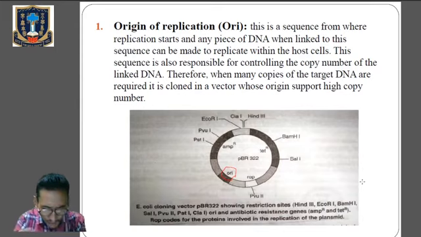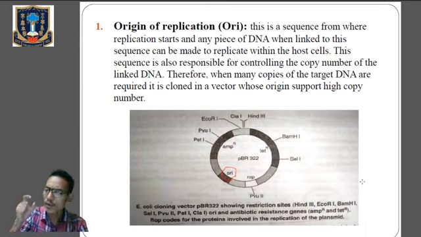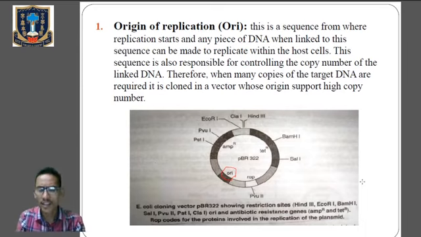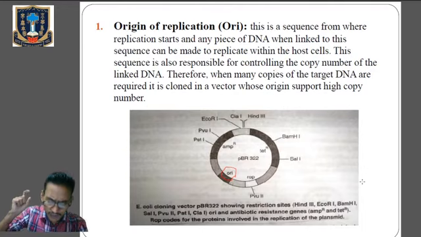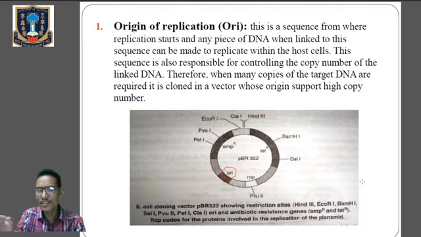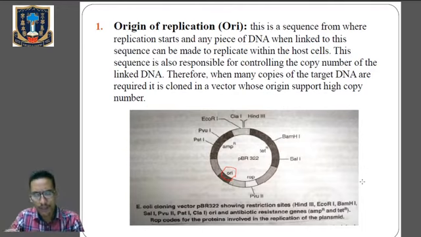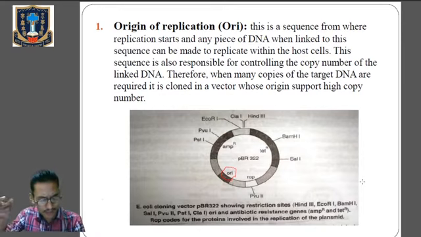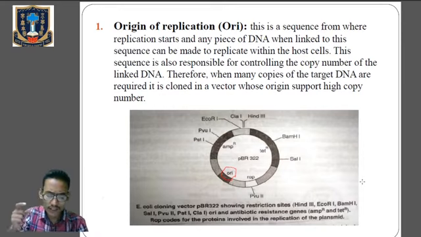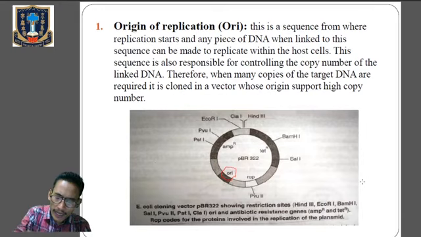So ORI site means origin of replication site, which is the sequence of nitrogenous bases where the replication of DNA starts. And when any piece of DNA is linked to this site, it will be made to replicate because this site acts as the site for the initiation of replication by binding the enzyme called helicase.